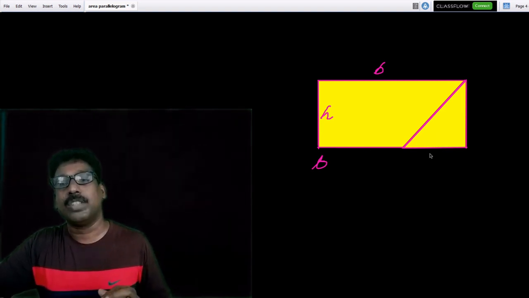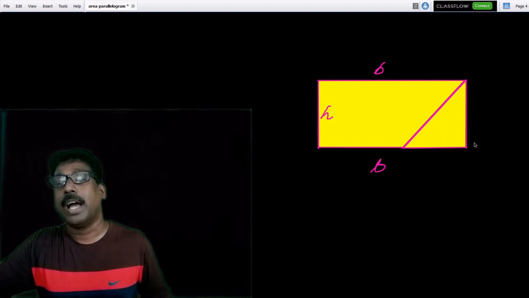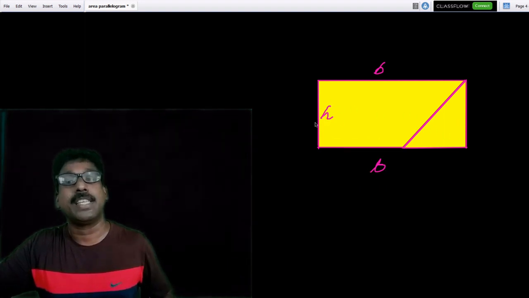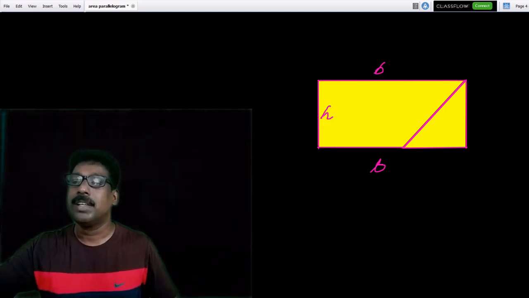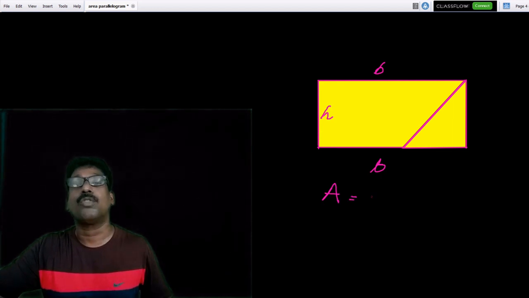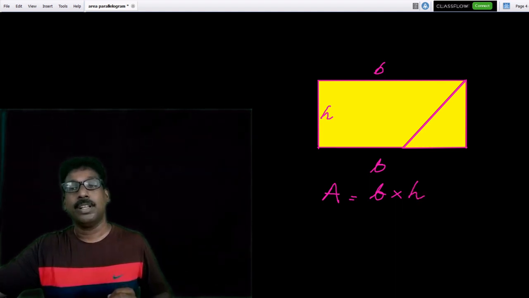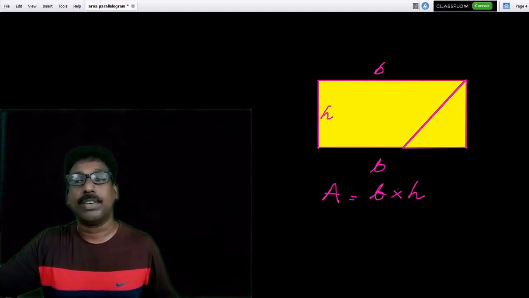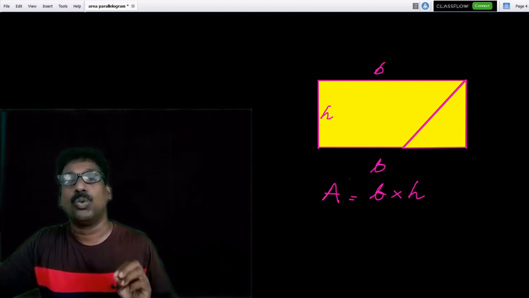Now what is the length of this rectangle? Yes, of course it is equal to B. Length is equal to B, and what about the breadth? Yes, it is equal to the height. If it is so, how can you find this area? Area is length into breadth. Instead of length you can write B, and instead of breadth you can write H. So in this way you can find the area of a parallelogram. That is, area of a parallelogram is equal to base into height.